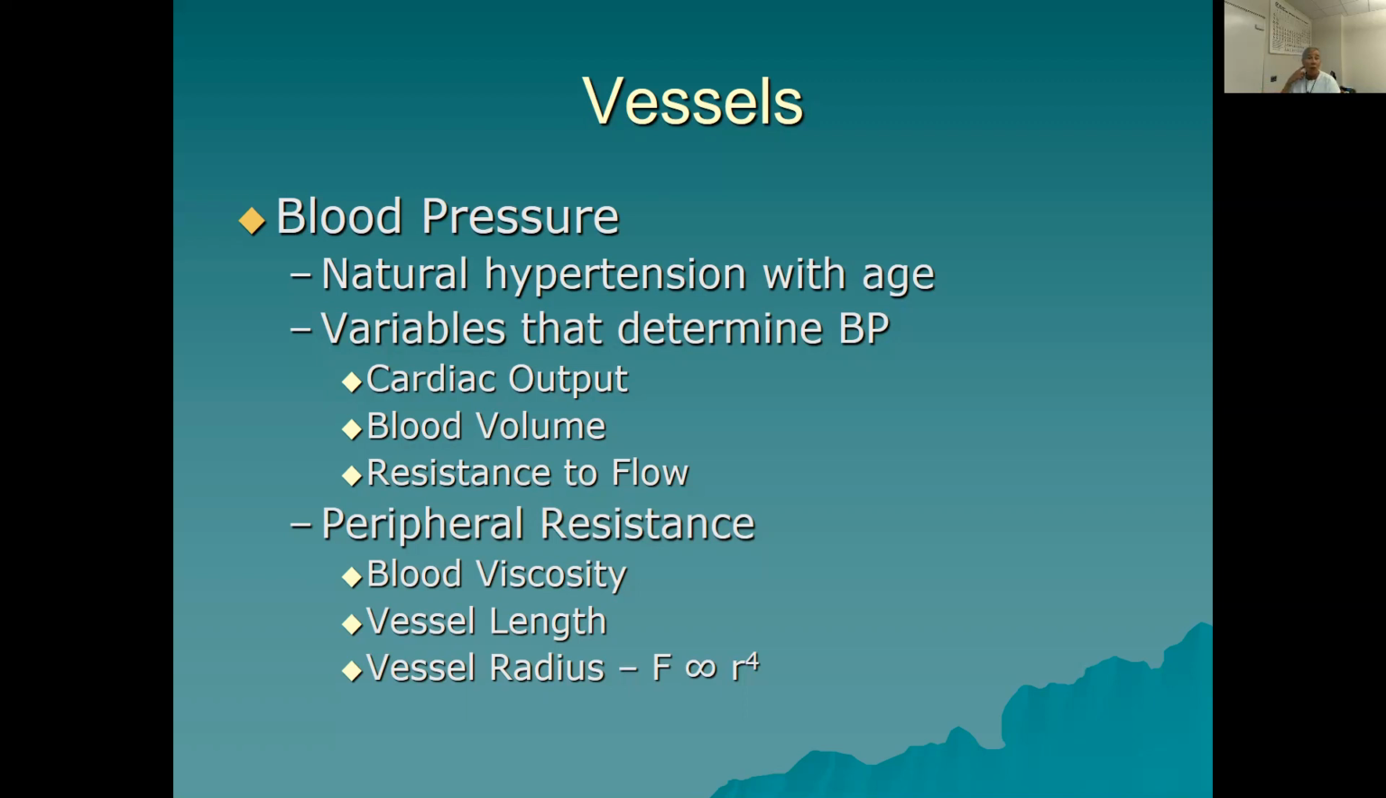Vessel length. How long is the vessel? The longer the vessel, the greater the pressure gradient has to be to push blood that distance. The corollary of that is, how many blood vessels are there? If you have a lot of blood vessels, you need a higher blood pressure to push blood through them, or to make more blood vessels. But those two things affect peripheral resistance, yet your body does not control blood pressure by changing either one of those. What it does is change the vessel radius.